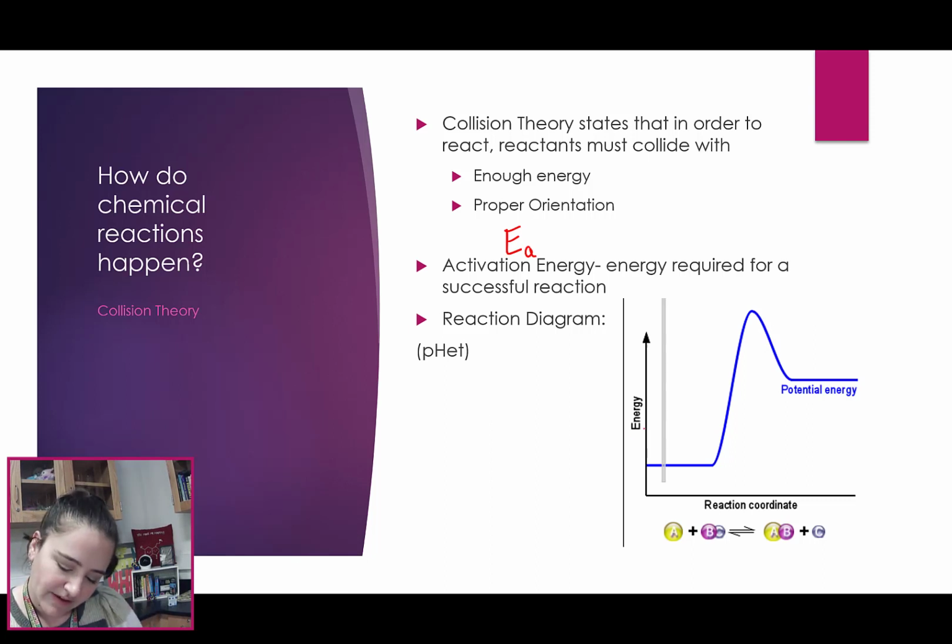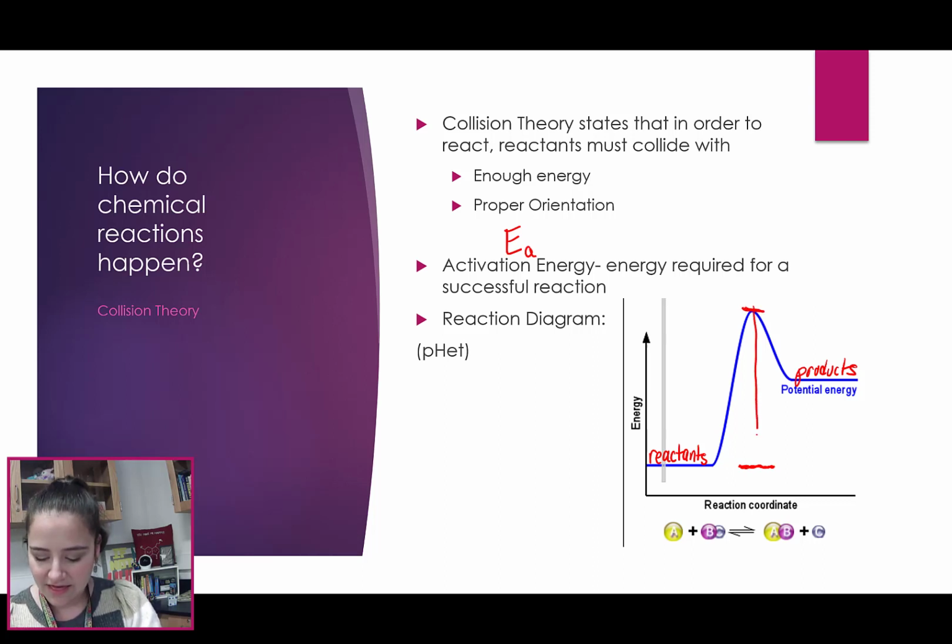So you can see we have energy up here on the y-axis. We have the reaction coordinate on the x-axis, meaning this bottom line represents the energy of my reactants. And then this line on the right side represents the energy of my products. Okay. Now the energy that you need to put in to get from the reactants to the top of this hill, that is the activation energy.